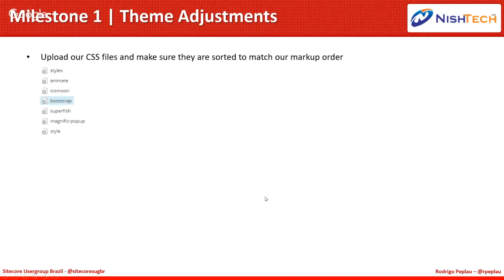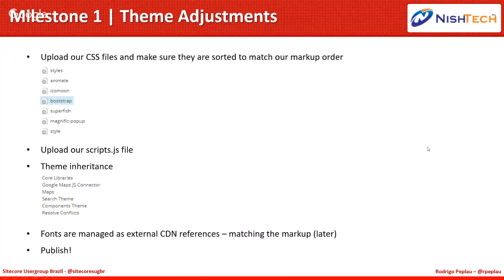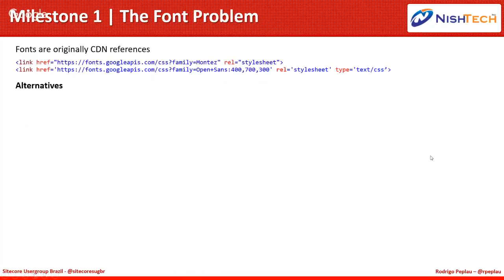Next, we did some adjustments in the theme. We uploaded the CSS files. We uploaded the JavaScript files to Sitecore SXA. We modified the theme inheritance a little bit, so we got rid of things we don't need. And that's one important thing. Fonts are managed as external CDN references. This is something that normally you can upload to SXA easily, but we are managing this as a CDN, and then we publish.